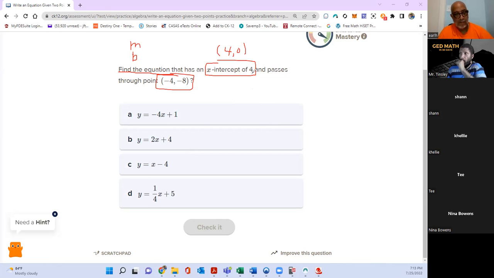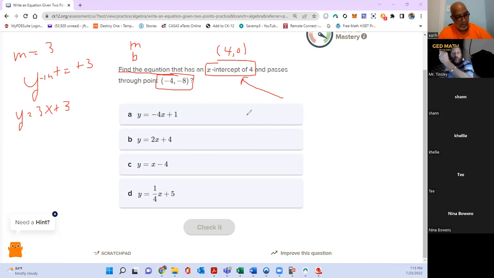So for example, if they told you the y-intercept was 3 and the slope is 3, your equation of the line is y equals 3x plus 3, correct? Because they told you what the y-intercept is. Here, they're telling you what the x-intercept is. So they're telling you when y is 0, x is 4. For the y-intercept, when x is 0, y is 3.